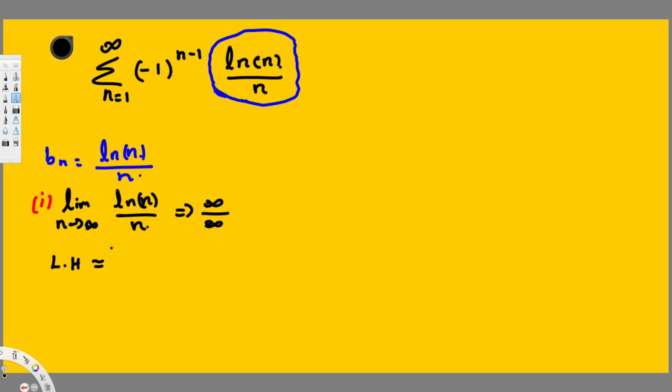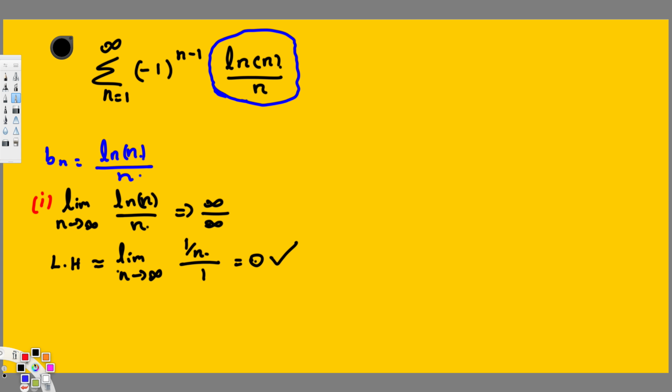If we do L'Hopital's rule, this is going to be the limit as n approaches infinity, and we take the derivative. The derivative of ln n is going to be 1 over n. You can call it x or n. The derivative of ln n is 1 over n, and the derivative of n is 1. So this is 1 over n over 1. This n goes to the bottom, and if you apply infinity, this is going to be 0. So this satisfies one of the convergence conditions.